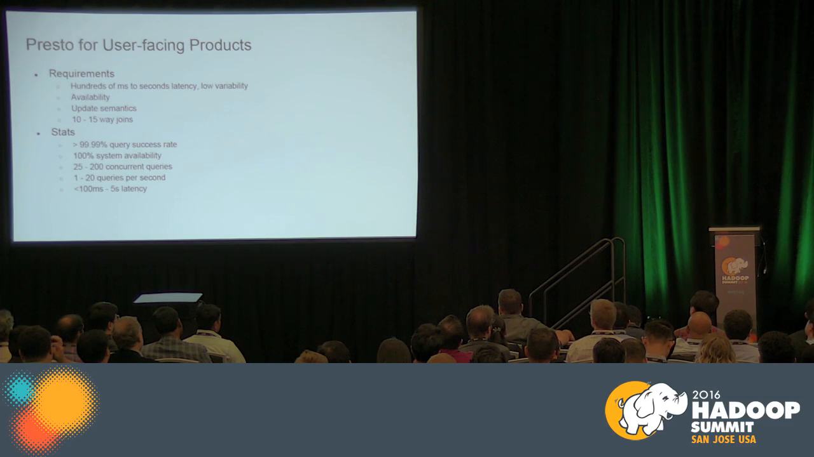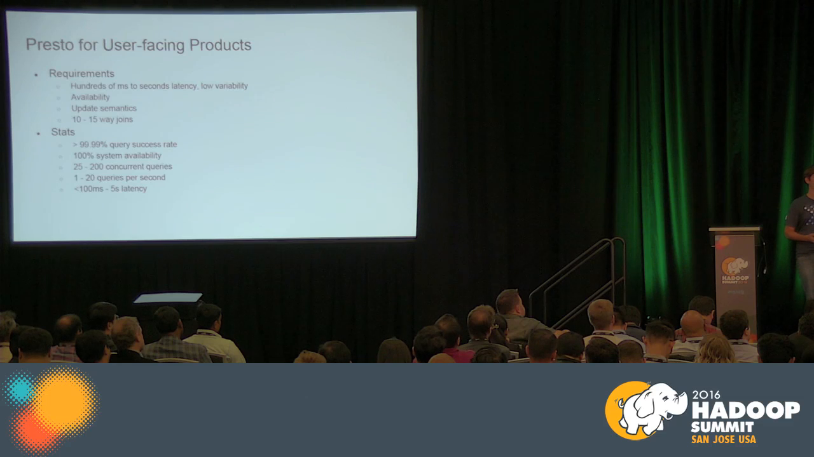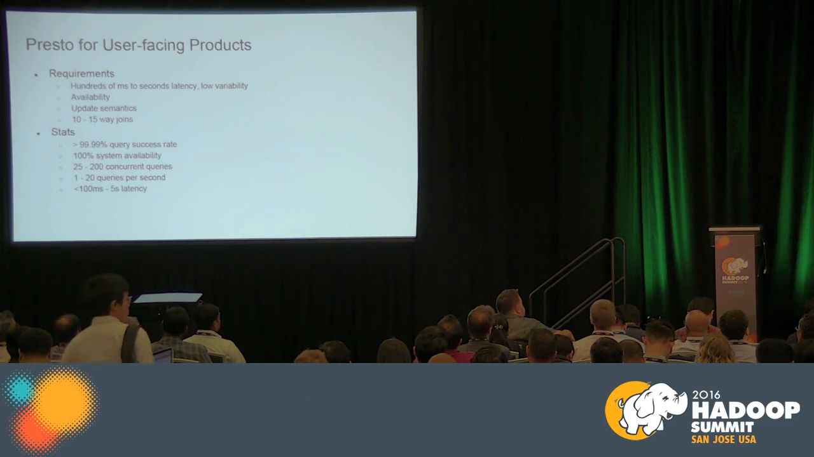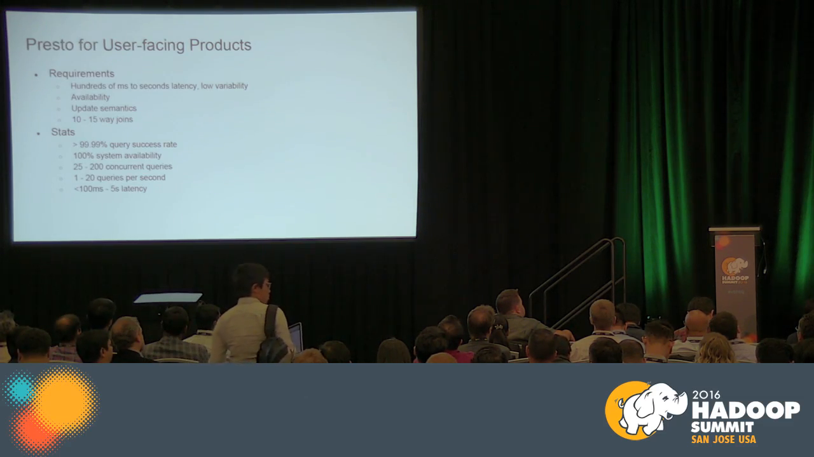So the requirements are significantly different from what we have in the internal systems in the warehouse. The system can never be down. It has to be up 24/7. Queries need to be very, very fast. You click a button on a web page and you expect it to come back in a few seconds. So queries need to run between a few hundred milliseconds to 5 seconds or so at most. And the performance has to be consistent.